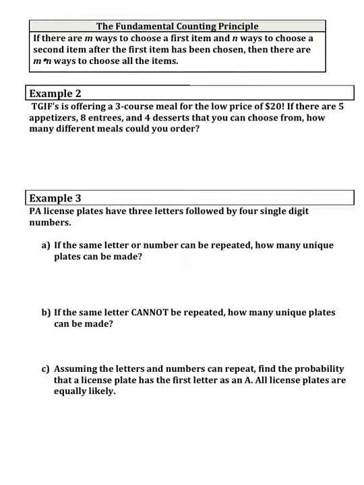The fundamental counting principle says if there are m ways to choose a first item and n ways to choose a second item after the first has been chosen, then there are m times n ways to choose all items. In the first example that we just did, we were choosing outfits. We have to pick a shirt, we had to pick a bottom, and we had to pick a shoe.